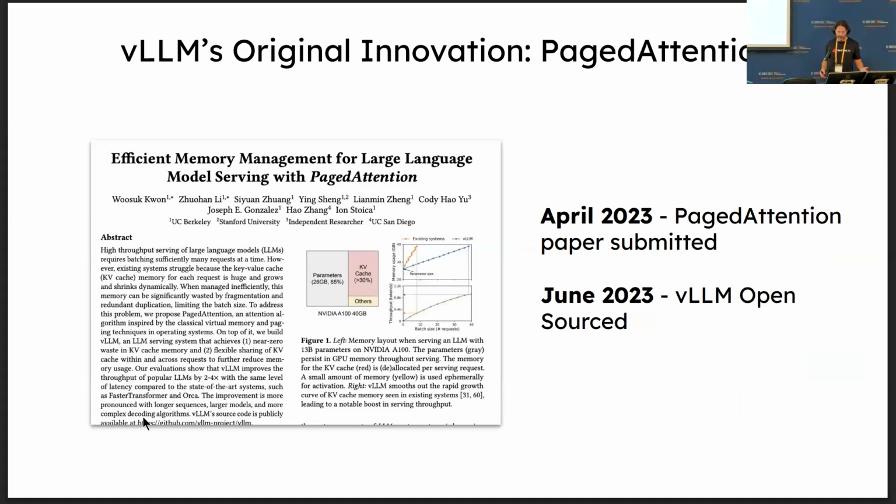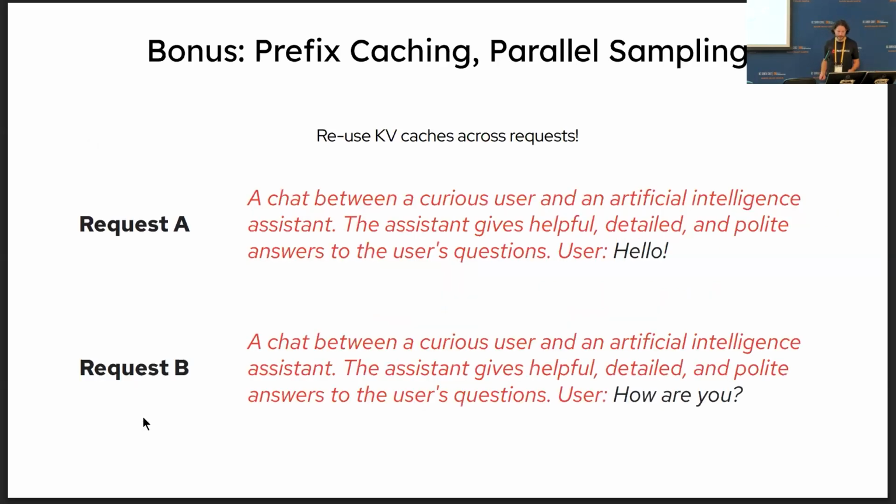So this was the original paper that came from the UC Berkeley Sky Computing Lab. Woosuk and Zhuohan were the primary authors about 2 years ago now, and then it was open sourced as a project, vLLM, in June 2023.